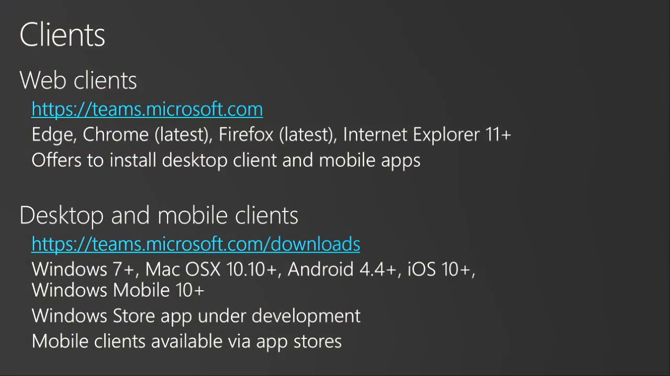Okay, so we're going to talk about clients now. Just a quick tour of where you get the clients from and some of the policies we have around those. So the web client, this is actually really great. It's a Microsoft communications product with a full-featured web client, almost analogous to the desktop and mobile apps in every way. You go to teams.microsoft.com, you sign in with your Azure AD account, soon with your MSA account if you're a guest on a team. Supports Edge, Chrome, and Firefox, IE 11. And of course, it does encourage you to install the desktop app and the mobile app.